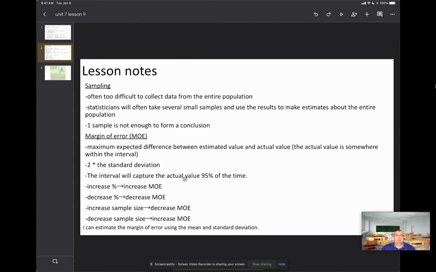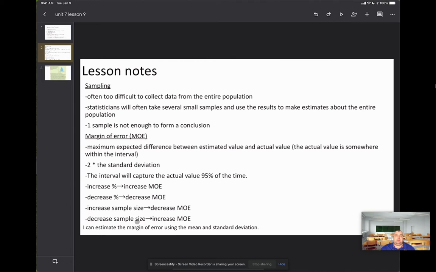So if we want to increase this percentage, so if we want to capture the actual value, say 98% or 99% of the time, we're going to increase the margin of error. Conversely, if I were to lower this percentage, so if I wanted an interval that captured the actual value 85% of the time instead of 95, decreasing that percentage would decrease the margin of error.